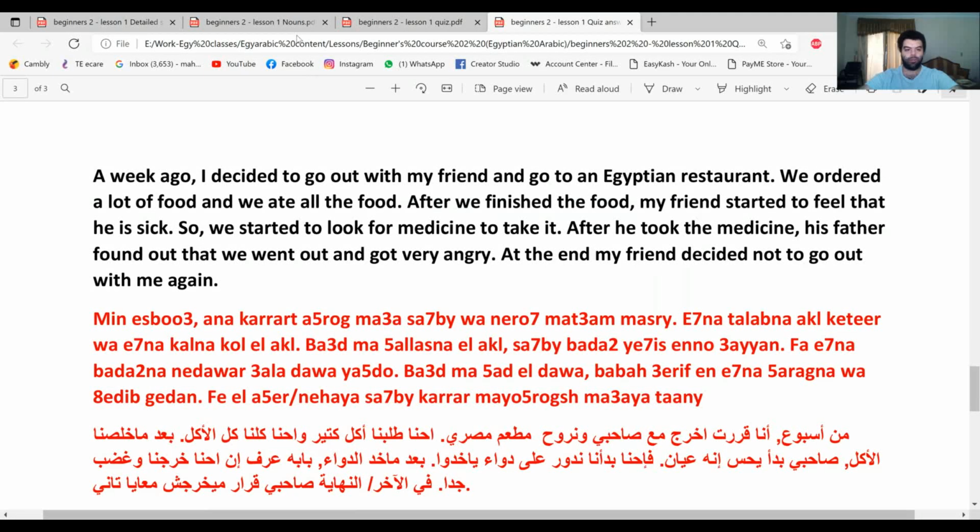Now, if you made this for a female, you should say صاحبتي بدأت for female تحس. And then إنها عيانة. Okay, so that's a male-female difference. If you wrote for friend male, then this one is correct. If you wrote for female, then this one is correct. Okay, so my friend started to feel sick.